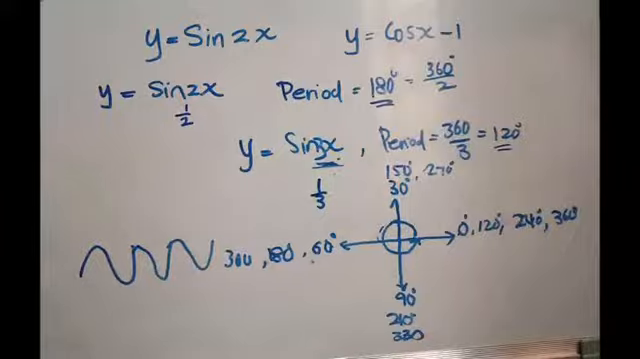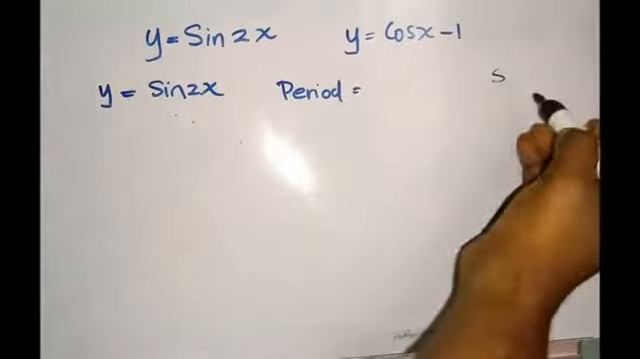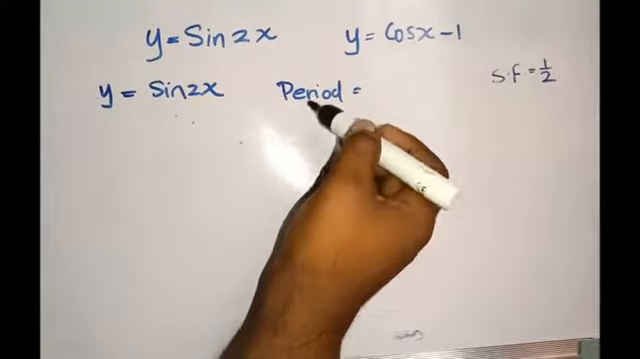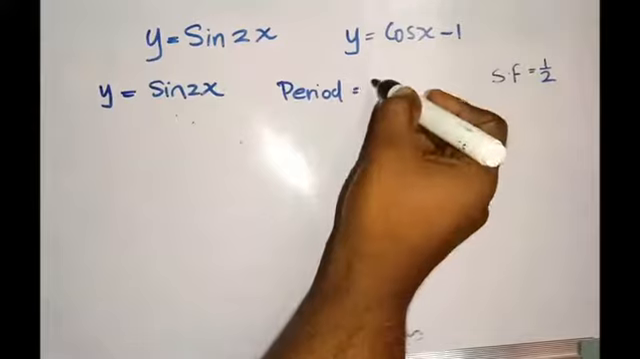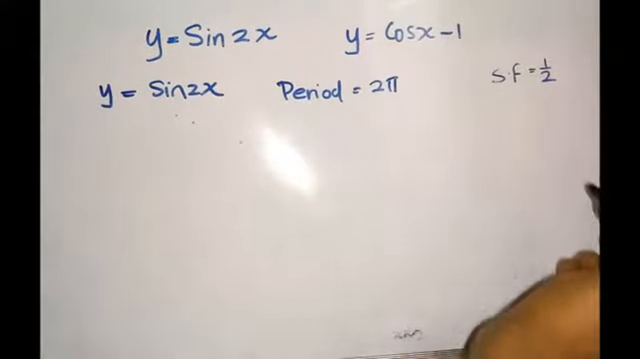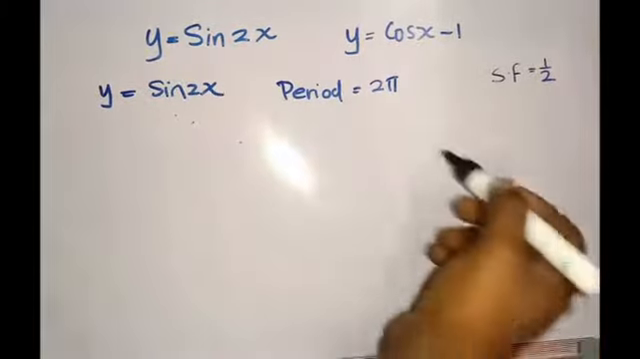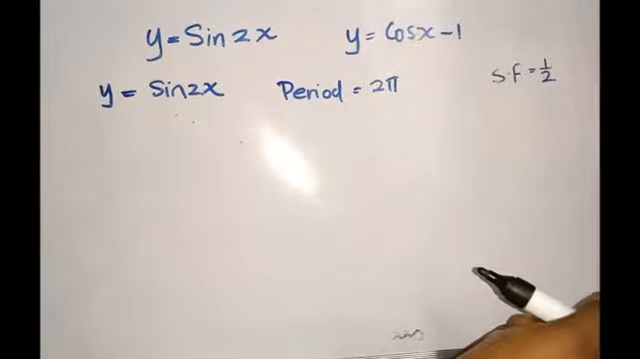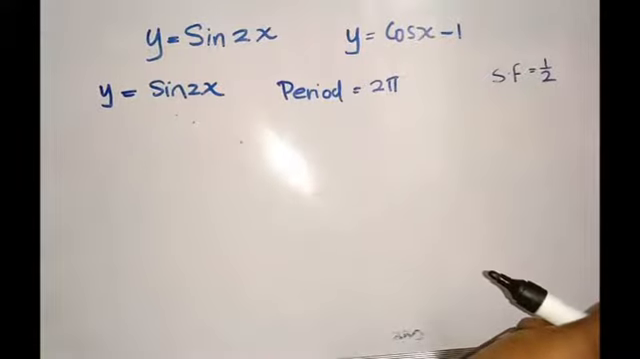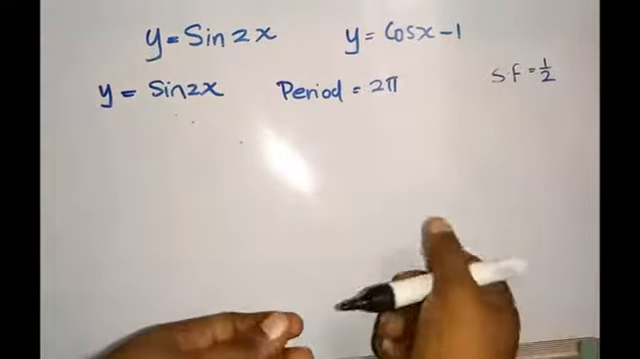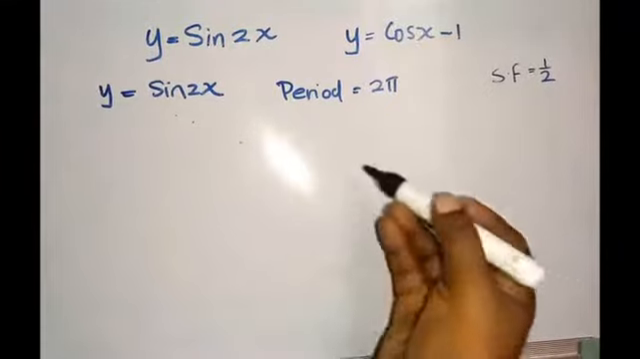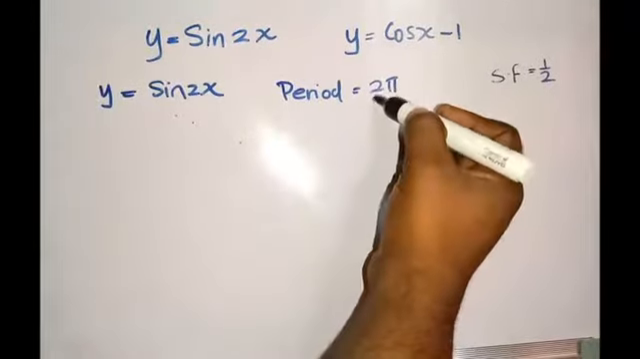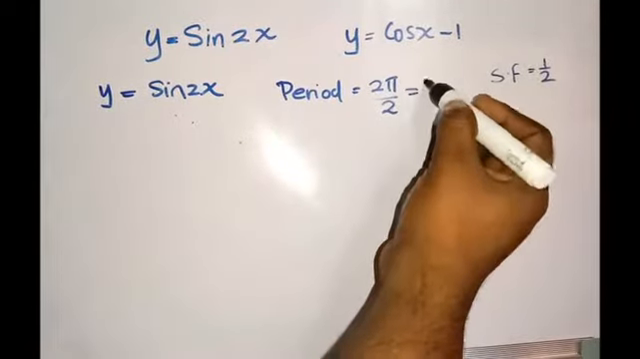Now let's go to our question. Our graph is sine 2x, which has stretch factor 1 over 2. The period of sine x is 2 pi radian. What is the period of cos x? Yes, the same, 2 pi radian. And what is the period of tan x? It is pi radian. So the period of sine x is 2 pi radian, so the period of sine 2x is half of 2 pi radian, which is pi.